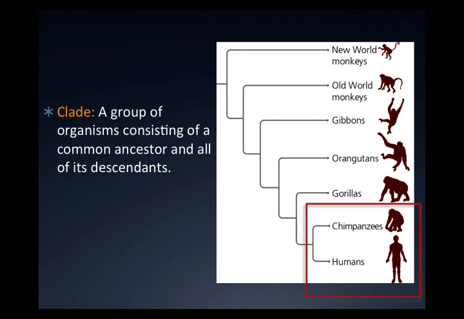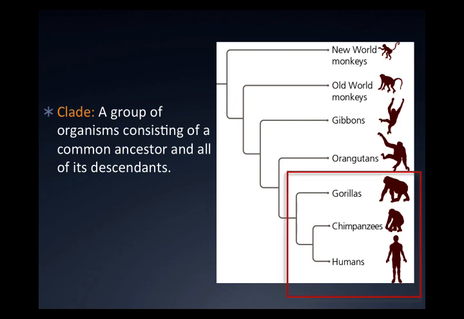A clade is a group of organisms consisting of a common ancestor and all of its descendants. And so in this red box here, I've circled a clade that consists of the ancestor of chimps and humans plus all of their descendants.